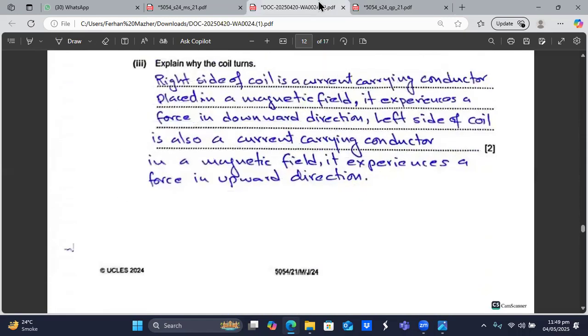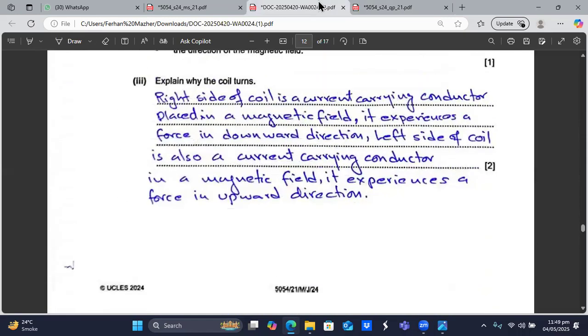So there are two ways of explaining why the coil will turn. One is the way I just explained to you. The other way is that the side of the coil has a current flowing through it, so it has a circular magnetic field around it. When that circular magnetic field and the magnetic field of those permanent magnets interact with each other, due to that interaction, a force is created in one particular direction.